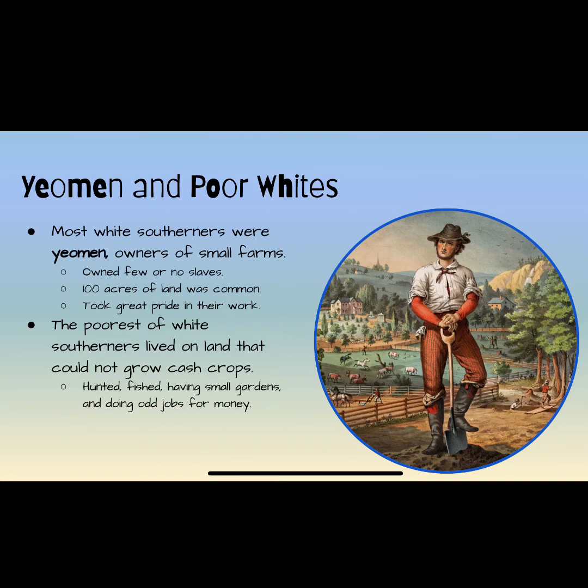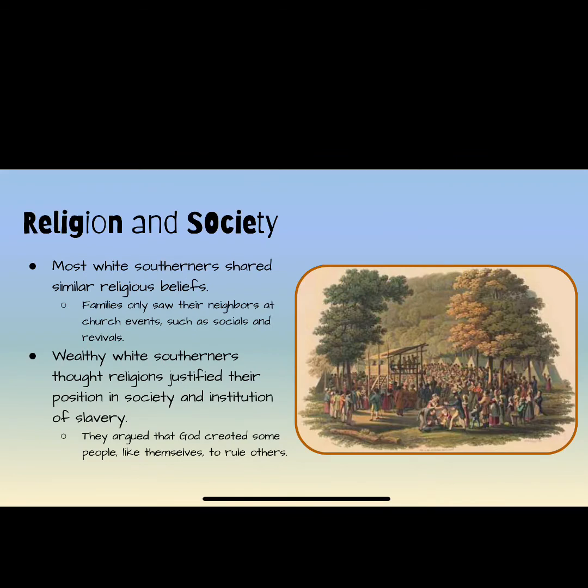Most of the white Southerners believed in the same religious beliefs. Because the farms were so big and neighbors didn't really see each other, the only time neighbors or families saw each other was at church events, such as gatherings, socials, or revivals. And that's the only time families really mingled with each other.